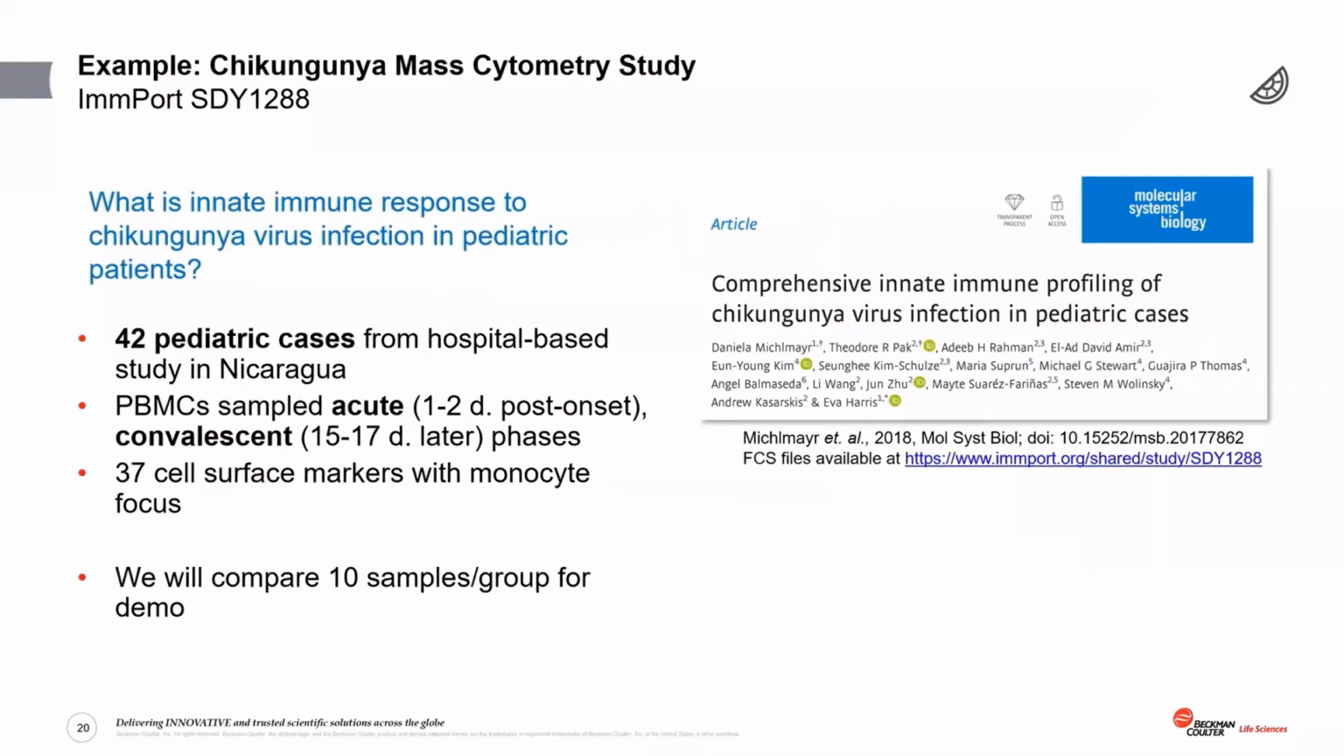We'll finally look at some real single-cell data using citrus. We'll be using the same dataset that Chen-Jun used to demonstrate viSNE plots last week. This is a mass cytometry study of PBMCs from pediatric cases of chikungunya virus infection in Nicaragua. We'll be comparing samples collected during the acute and convalescent infection and use citrus to identify biomarkers of acute infection. We'll be looking at 10 subjects per time point.